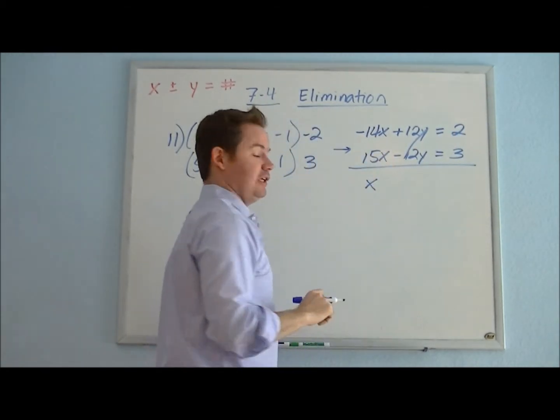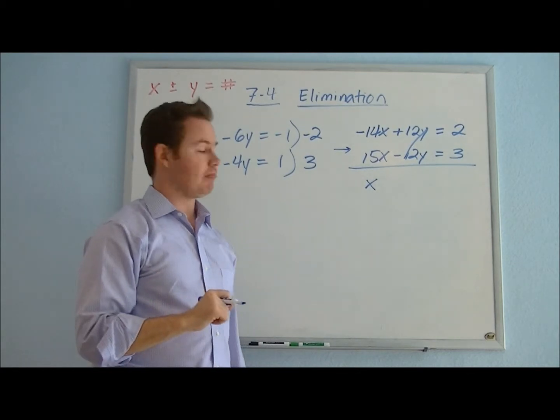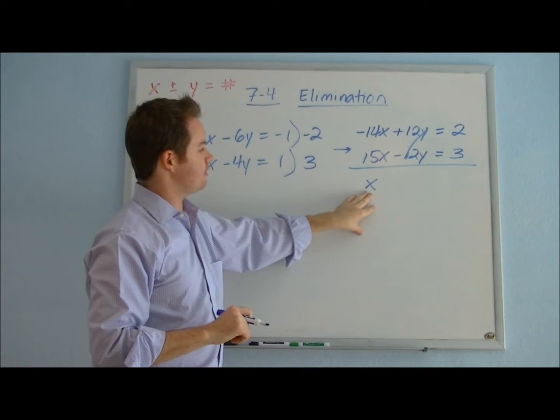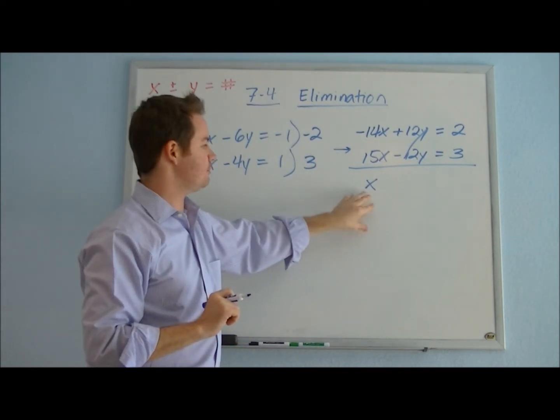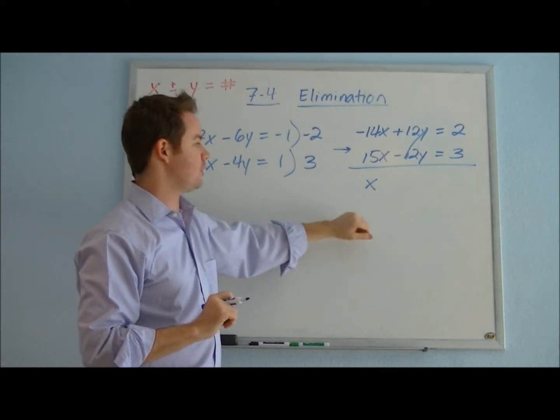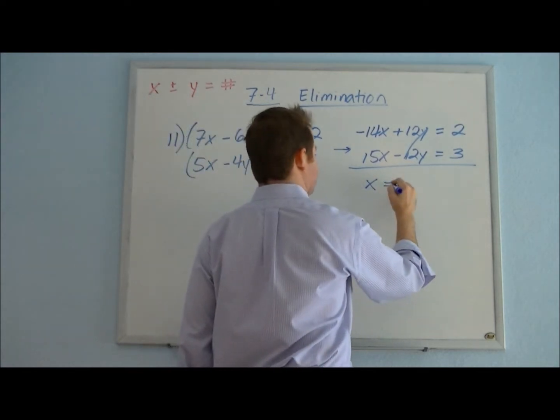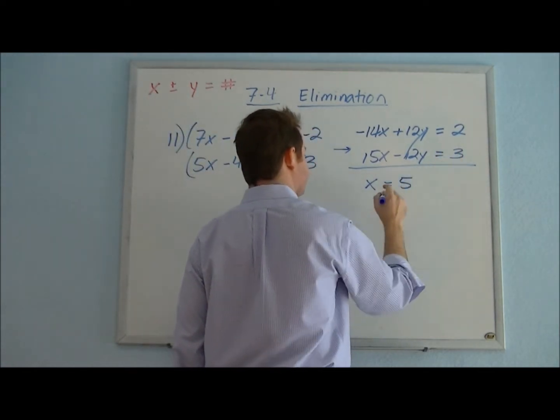-14 and positive 15 would give 1x. Oftentimes if we have 1x, a slightly easier way to write that is just by writing the x term. You don't need to write a coefficient of 1. You can assume that there's a 1 there. And x is equal to 2 plus 3, which is 5.